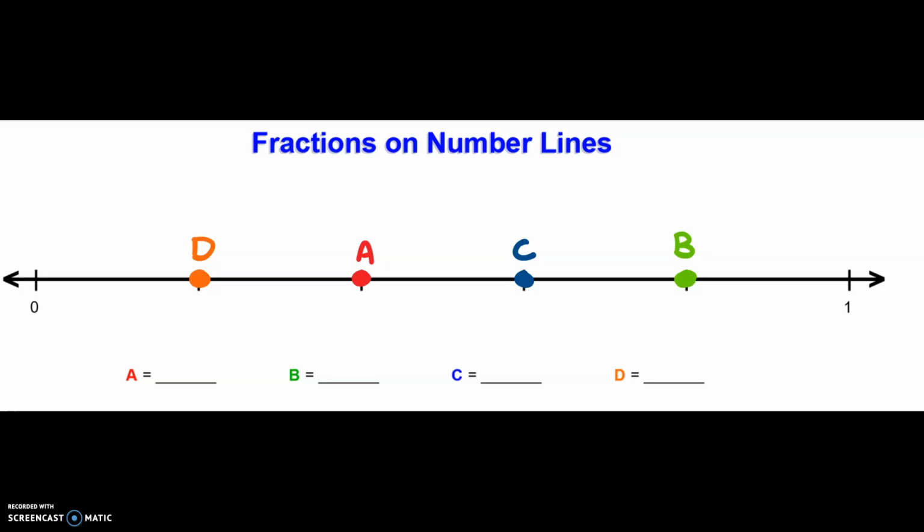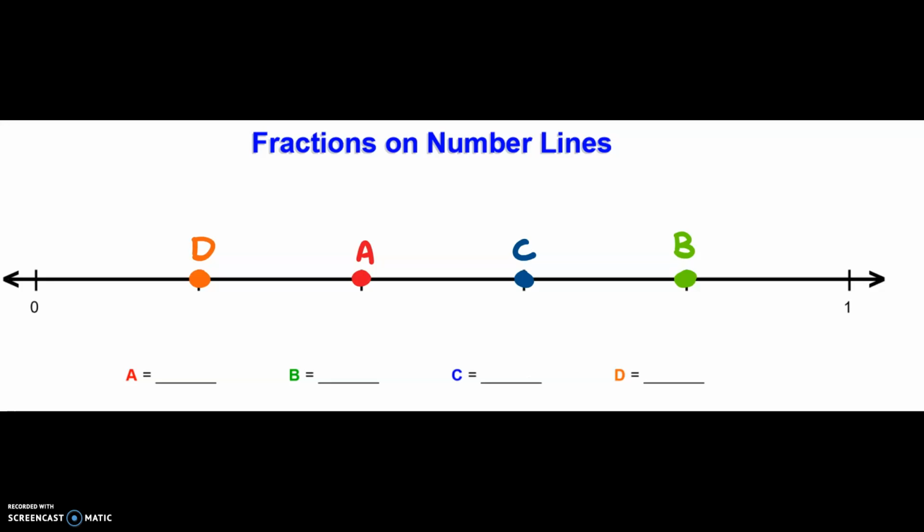So how would we label a fraction on the number line here? You can see this number line is drawn from 0 to 1. So it goes only from 0 up to 1, and that's it, right? That's our whole number line there. So what we're doing today is labeling what A, B, C, and D would equal.